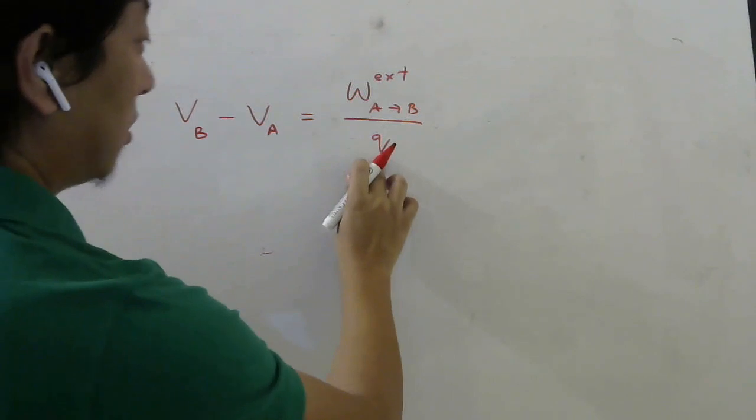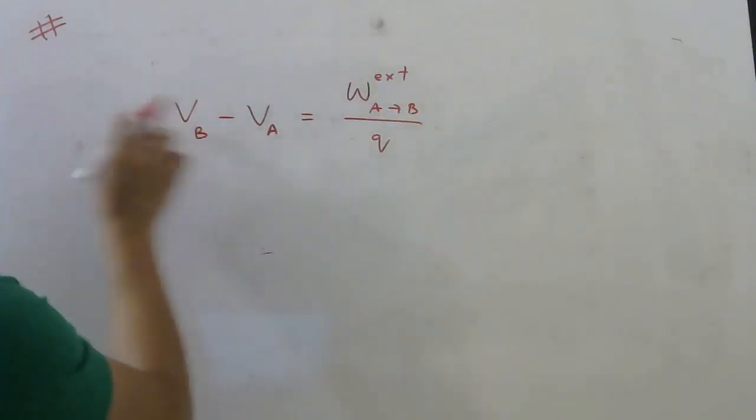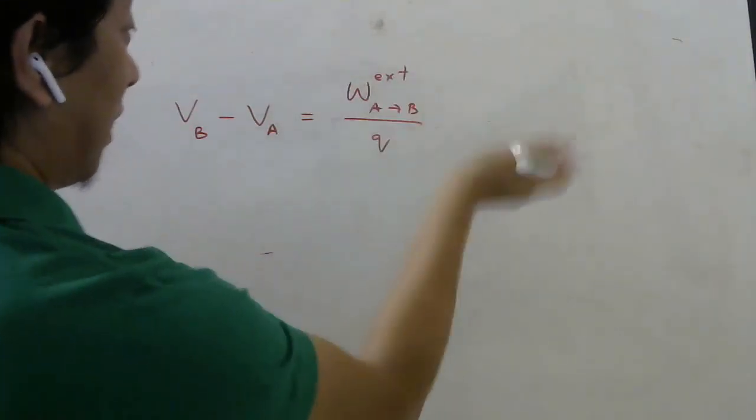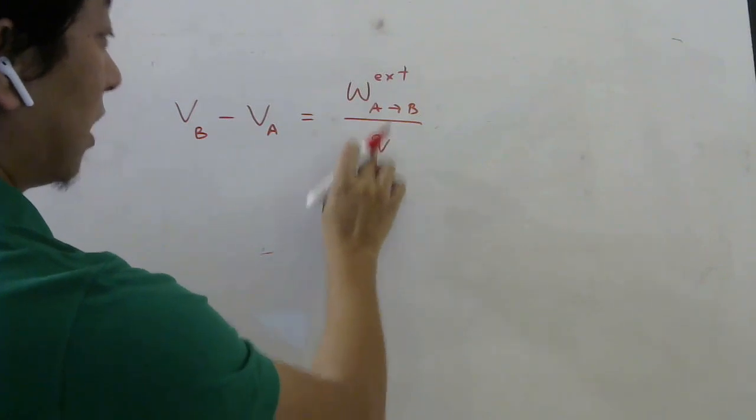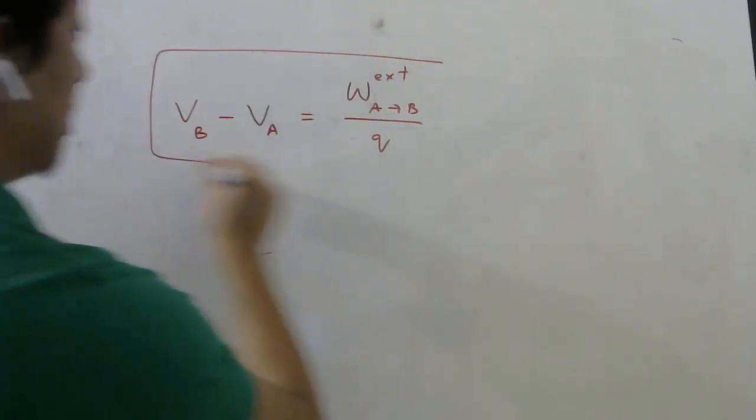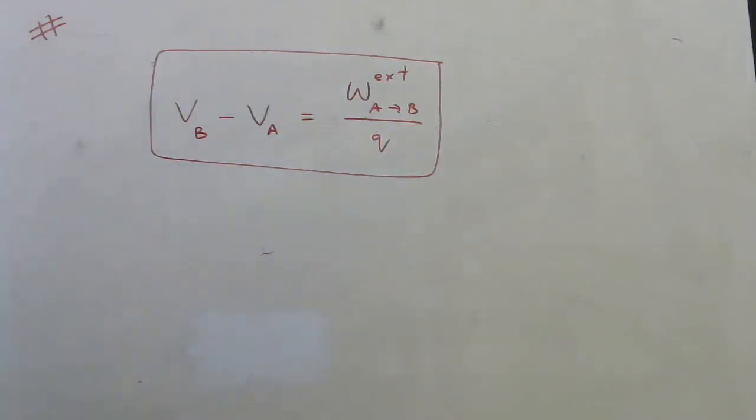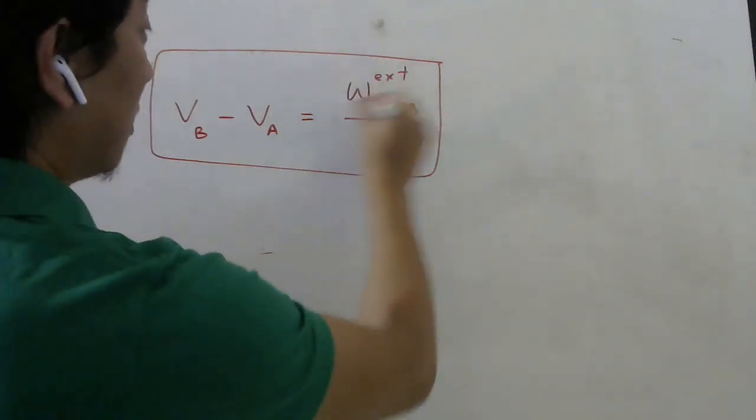This is the charge which I am moving from A to B. If you cross multiply, you will get work done by external force to move this charge from A to B. So please remember this result again and again. I don't want to derive, students. Okay. Now this is work done by external force.